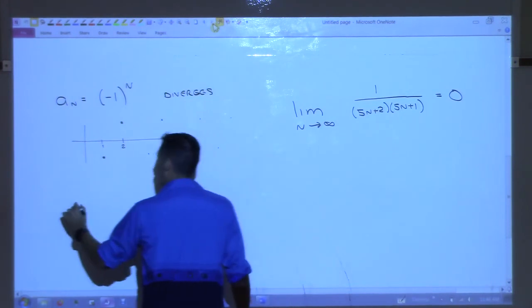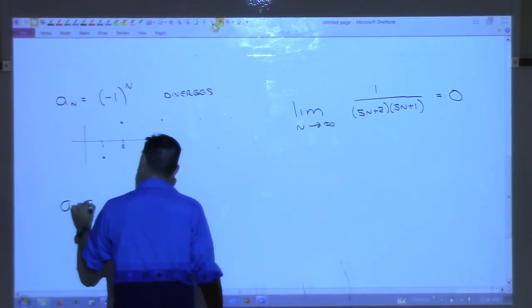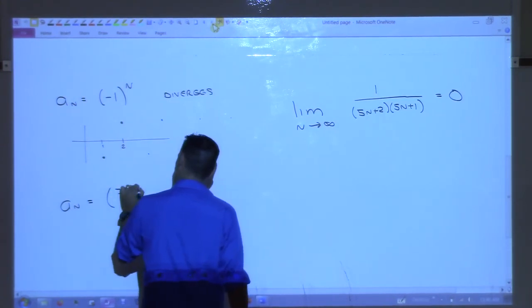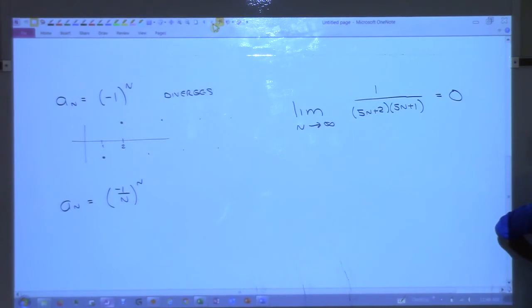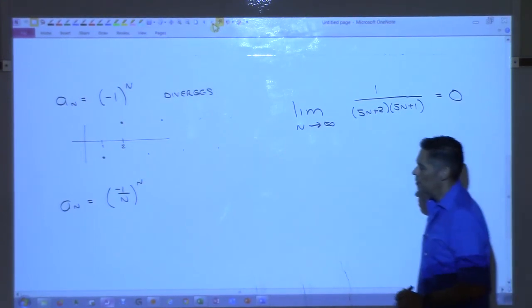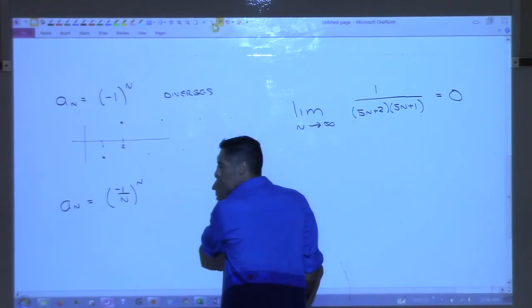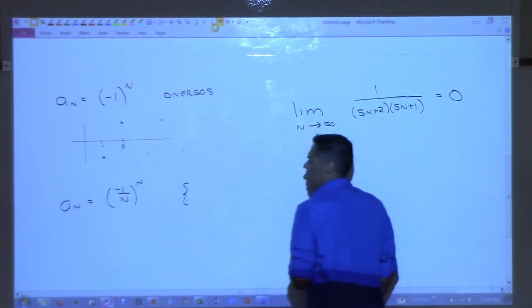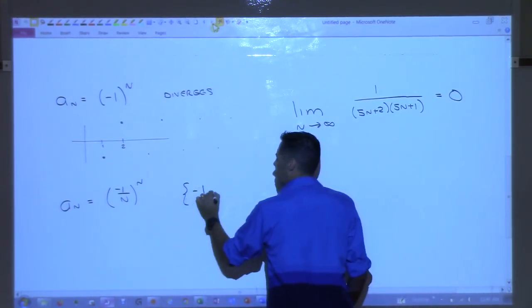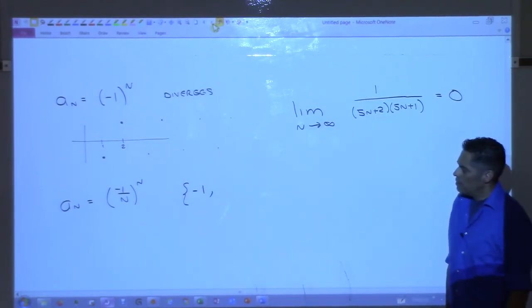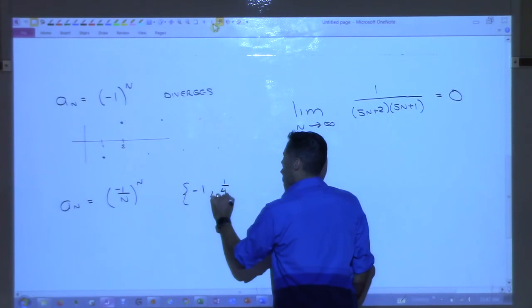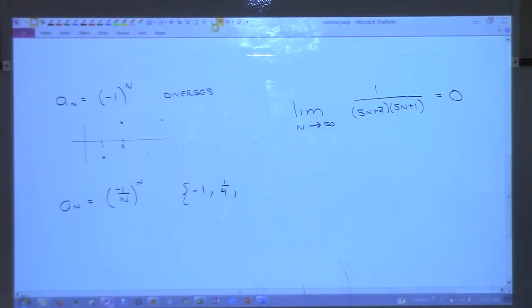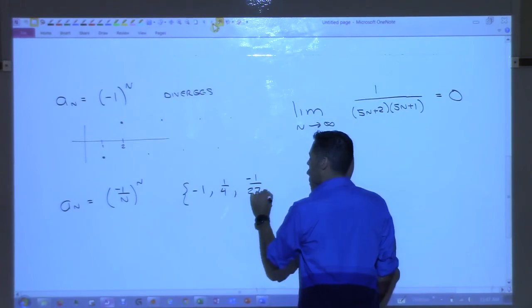Okay. How about this one? Negative 1 over n to the n. So what would this be written as? If we plug in 1, what do we get? Negative 1. If we plug in 2, what do we get? Negative 1. No, 1, excuse me. If we plug in 2, we get negative 1 over 2, but then squared. So we get 1/4. And then what about the third one? We plug in 3, we get negative 1/3, right, raised to the third. Negative 1 over 27, right? So on and so forth.